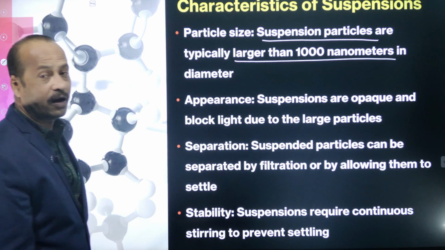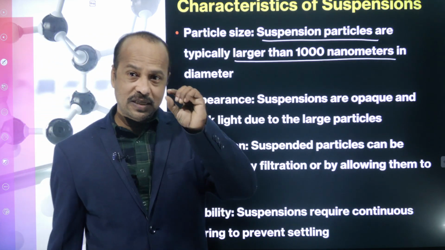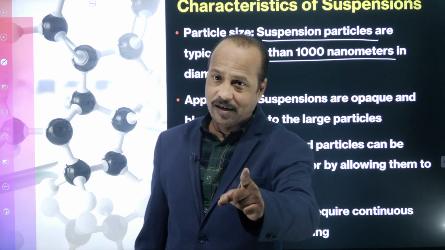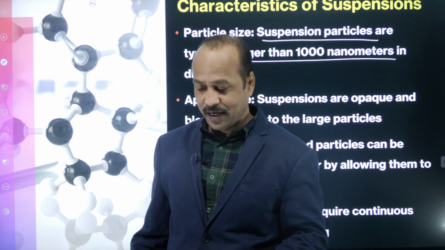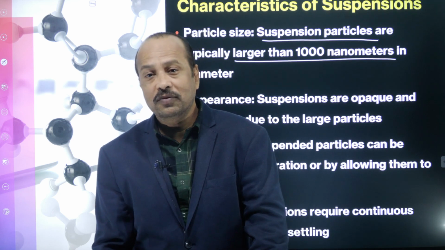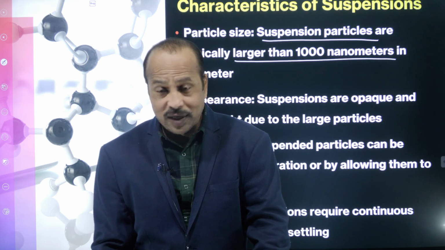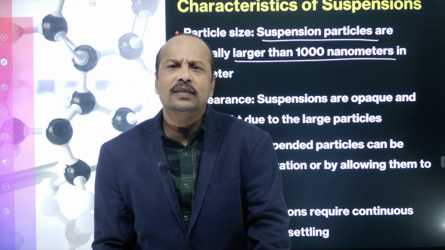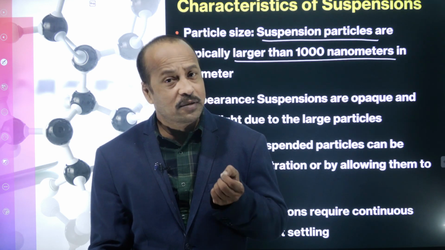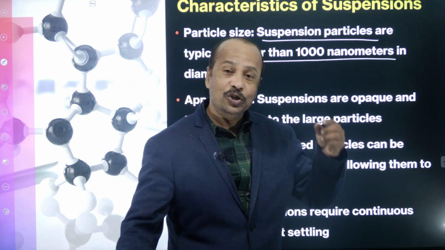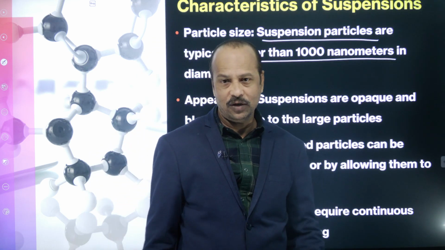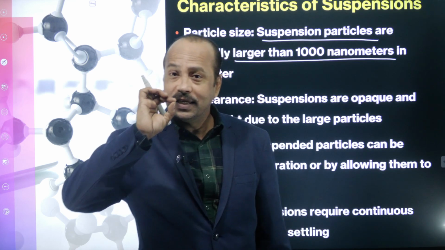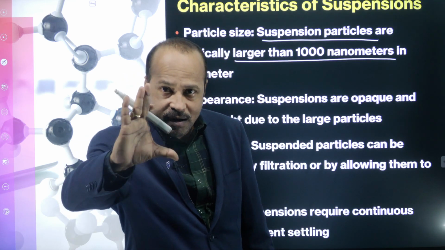Larger than 1000 nanometers means the particle size is bigger, and you can see them with the naked eye. After dissolving salt in water, can you see the particles with your naked eye? No, because their particle size is very, very small, in terms of nanometers. But here you can see the chalk powder in the beaker. So the meaning is that the size of the particles is larger.